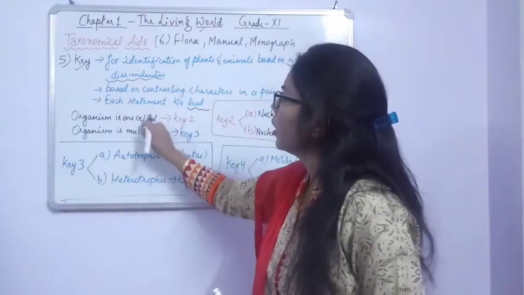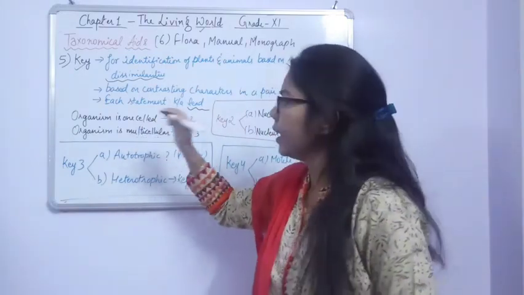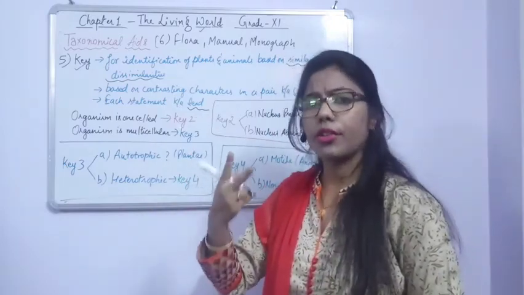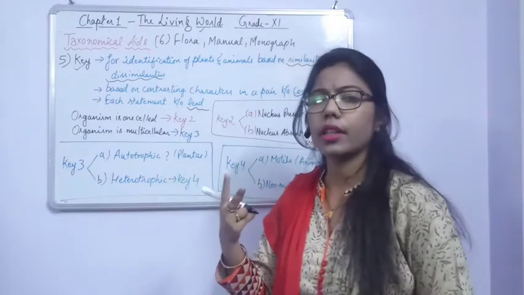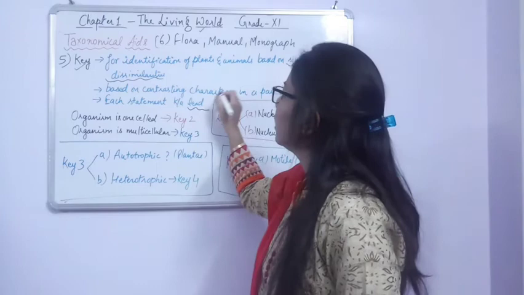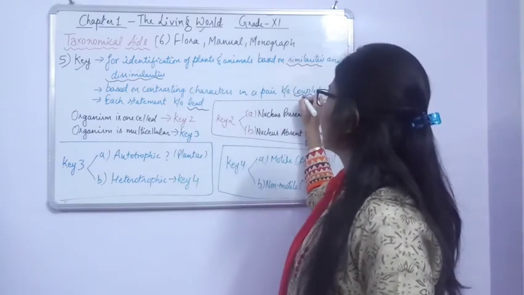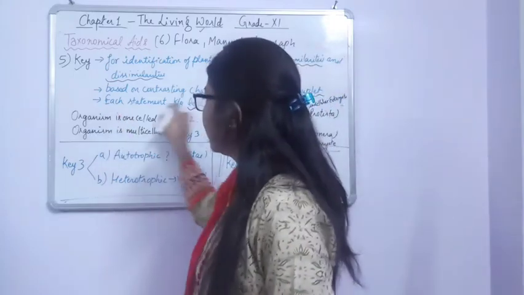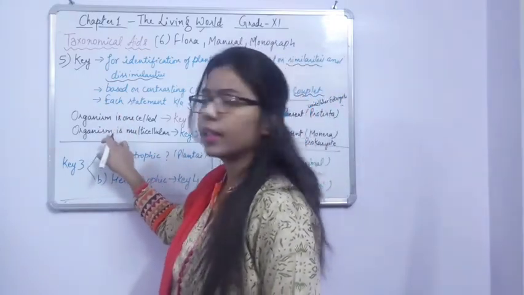So we have two types of questions. Okay, in each key what will happen? There will be two different contrasting characters or two different contrasting options, and you have to choose any one. So here what will happen? There is what is written as a couplet. What is the meaning of couplet? Couplets are the pairs. For example, in this key, two things are given here.